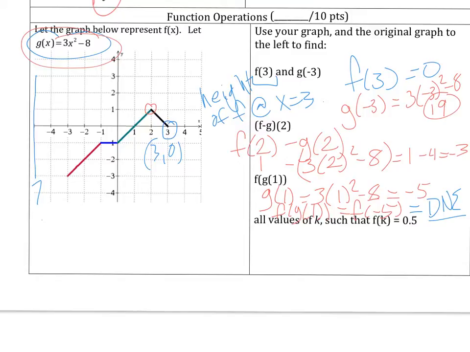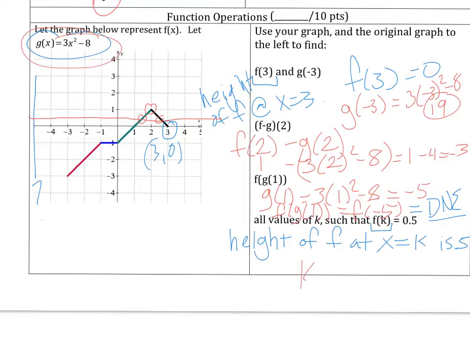Last piece, all values of k such that f of k equals 0.5. Oh boy, that's different. So the first thing is, okay, this is the height of the graph. So the height of f at x equals k is 0.5. And that kind of gives it away a little bit. So 0.5 is here, and it looks like I've got two places that have a height of 0.5. It looks like k could be, I don't know, 1.5-ish. And k could also be 2.5-ish.